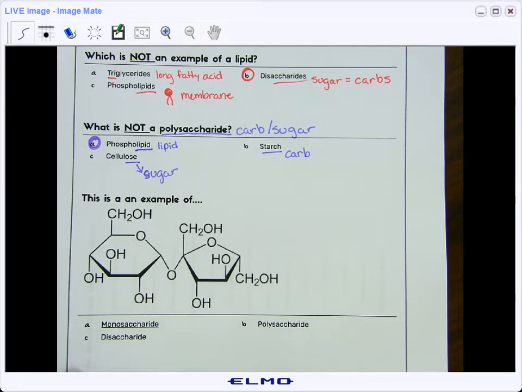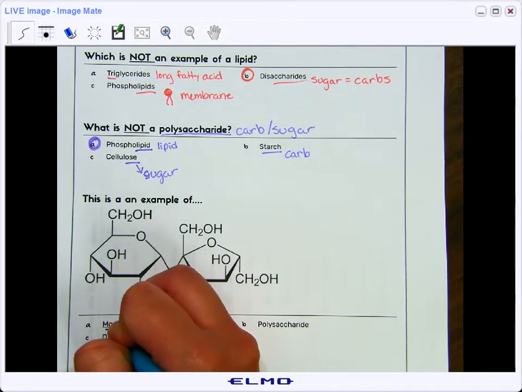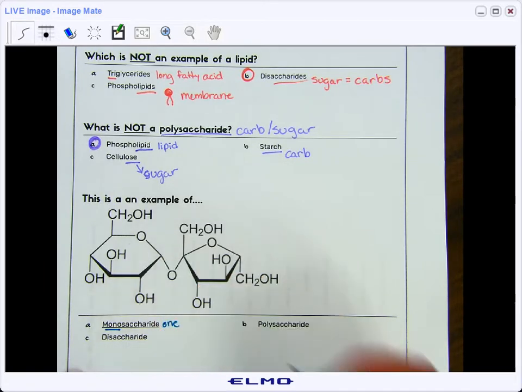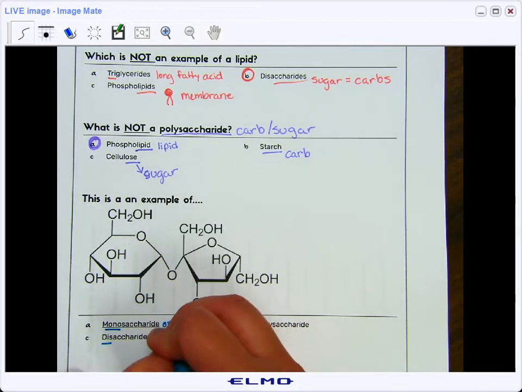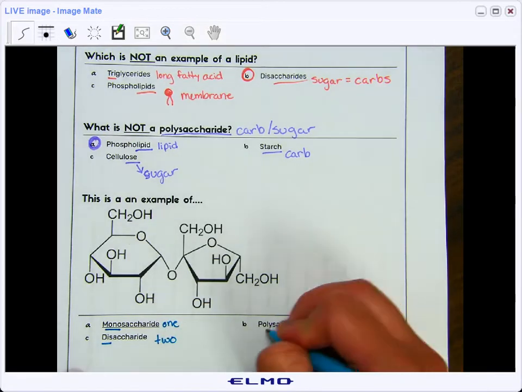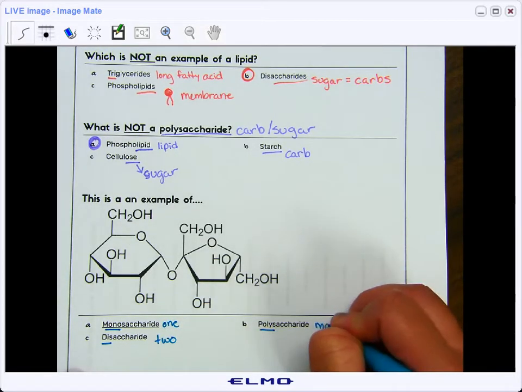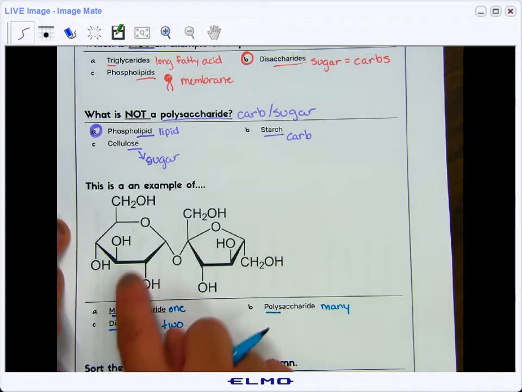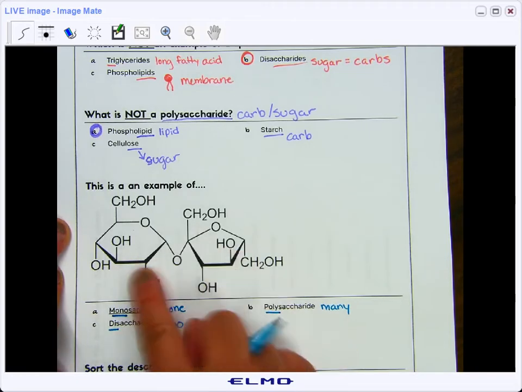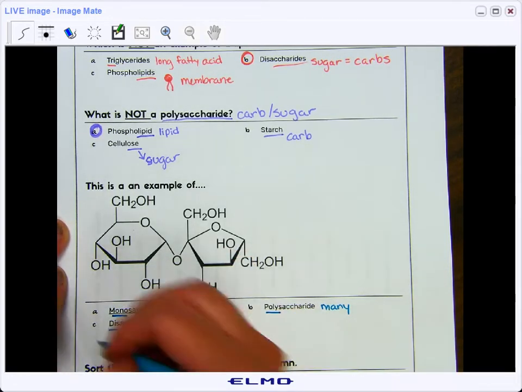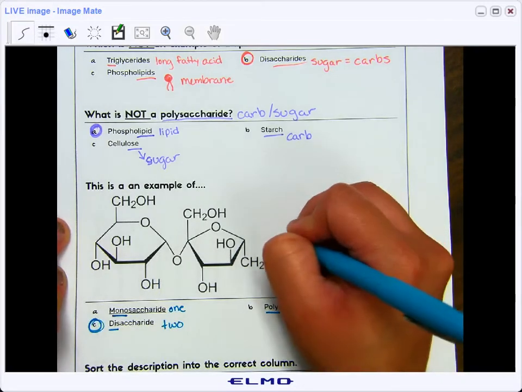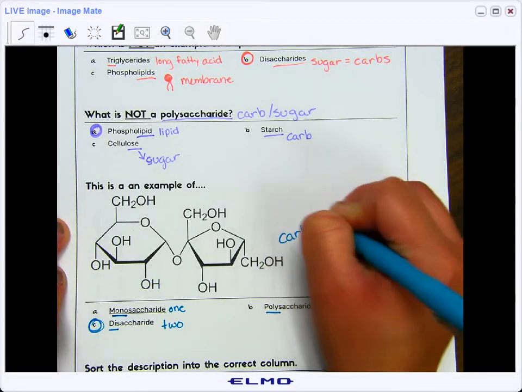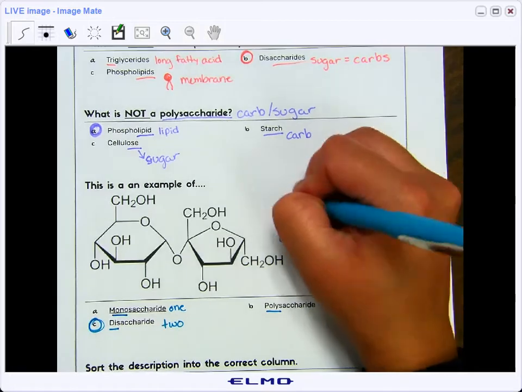What is this an example of? We have a hexagon and a pentagon. Let's talk about what these words mean. Monosaccharide, mono means one. Disaccharide, di means two. Polysaccharide, poly means many. So when we're looking at this example, we see that we have two different carbohydrate links. So it's a disaccharide. Two carbs.